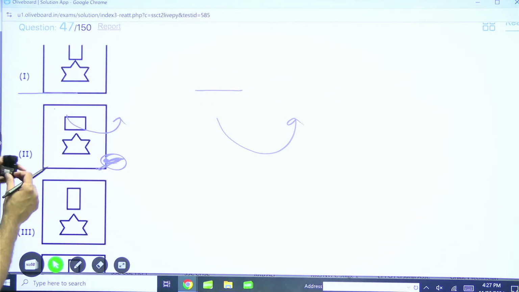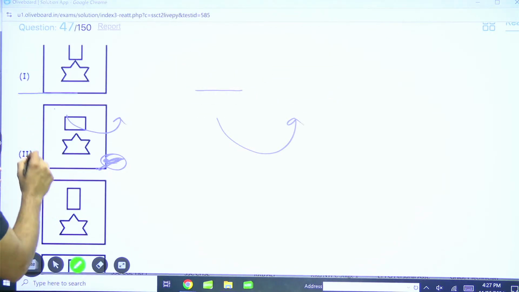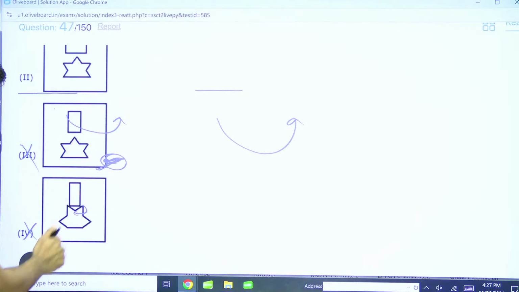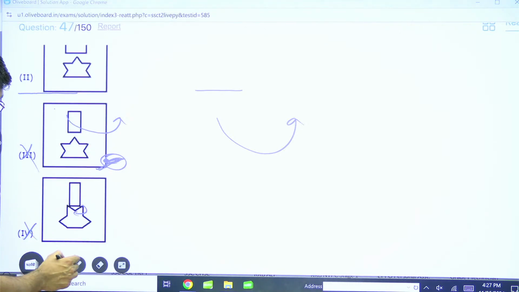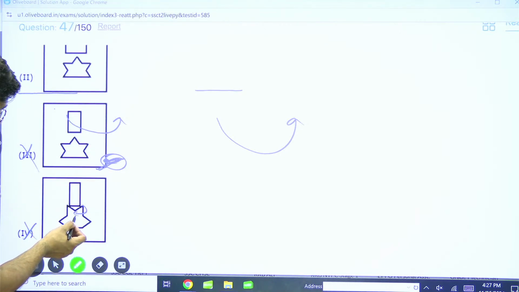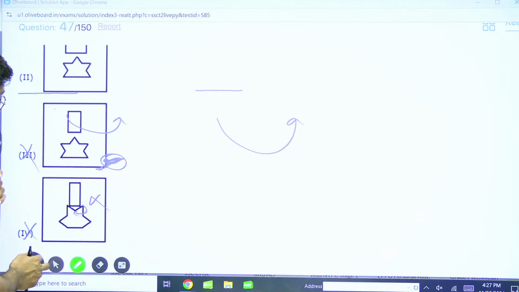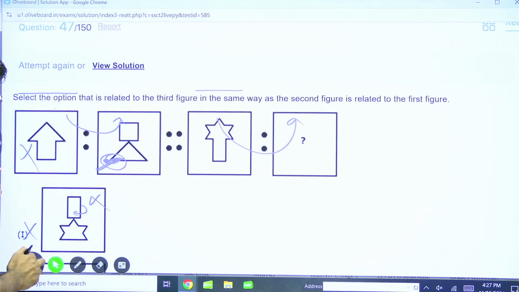Option 2 is definitely wrong. 2 can never be the right answer. 3 can never be the right answer because this should be attached. Let's see the fourth one. The fourth one is definitely wrong, because the star is in a weird position, I should say.